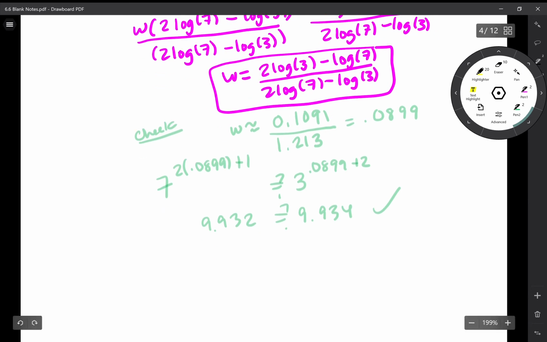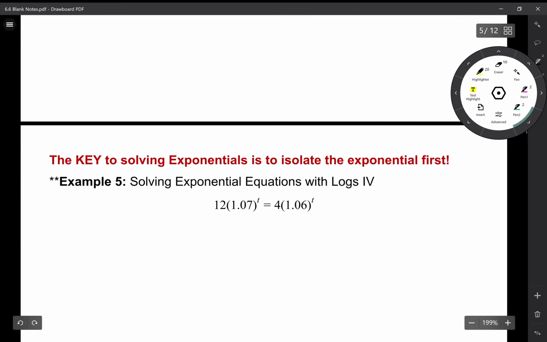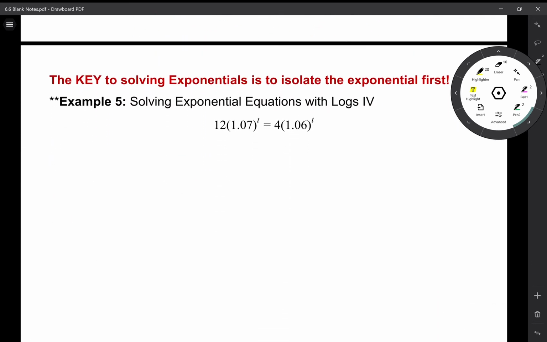Let's try another one of these problems. All right, sometimes they're a little bit more complicated, and they have coefficients in front of the exponential part. The key is to isolate the exponent first. All right, so let's go ahead and solve this problem. And the first thing we're going to do is isolate the exponent.